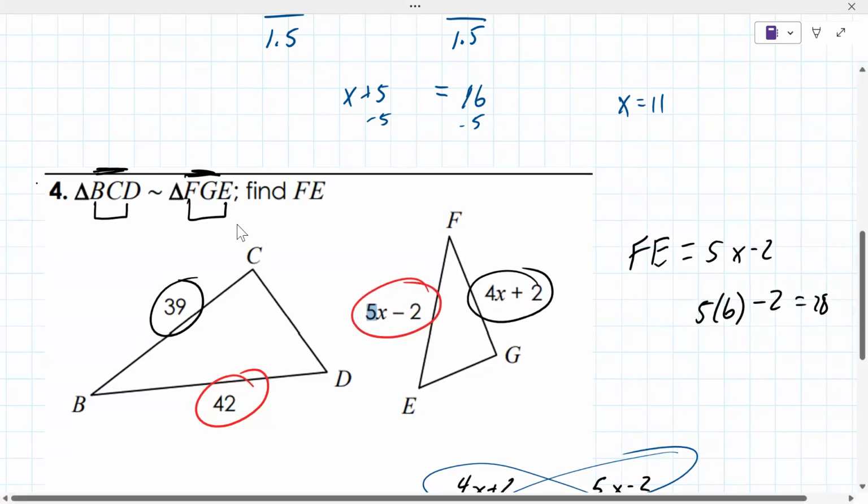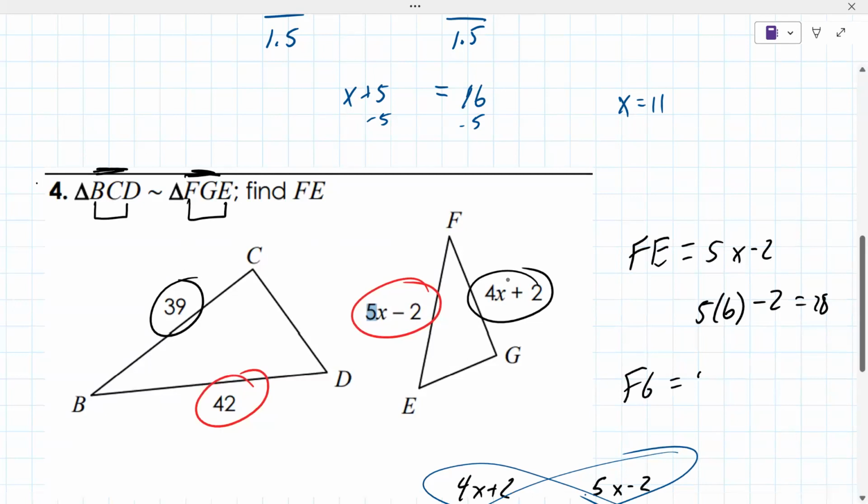It could also ask you to find FG. If it asked you to find FG, you would do the same thing. Wait, we're still on number 4? So let's go back. I probably shouldn't have done that. We should have just gone in order, but we'll go back to number 2. Hopefully it's not too bad.